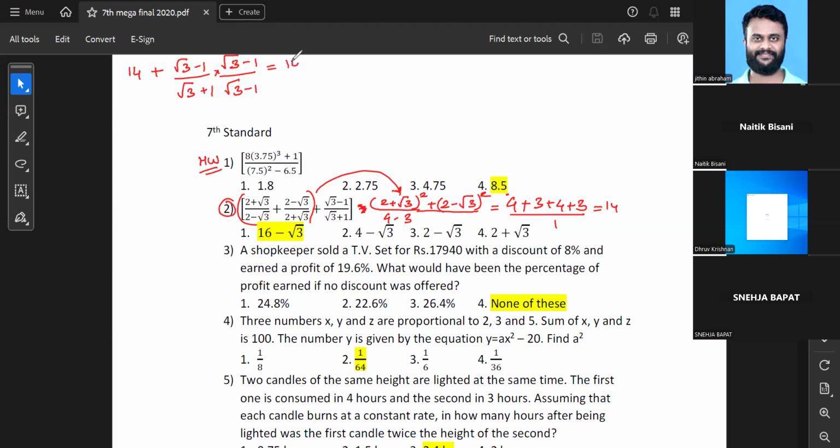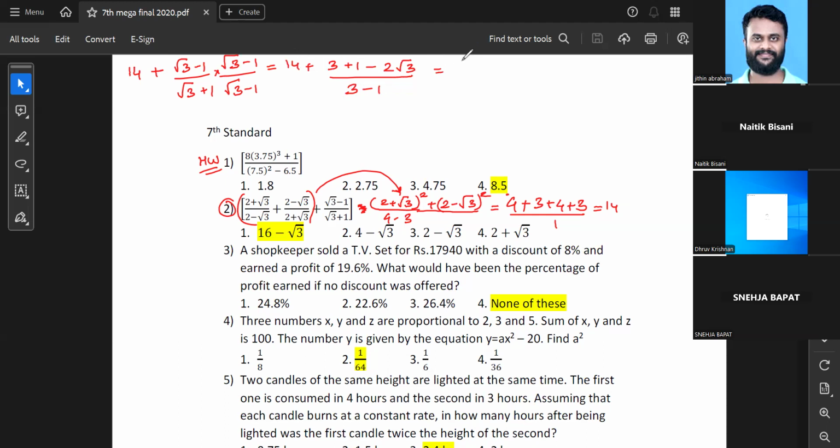So we have 14 with us, and in the numerator I'll have root 3 minus 1 the whole square, which I'm opening up. So root 3 square is 3, 1 square is 1, minus 2 multiplied by root 3. This will be in the numerator. And in the denominator, root 3 square minus 1 square: root 3 square is 3, minus 1 square is 1, 3 minus 1 is 2. That's it. Now I'll take LCM.